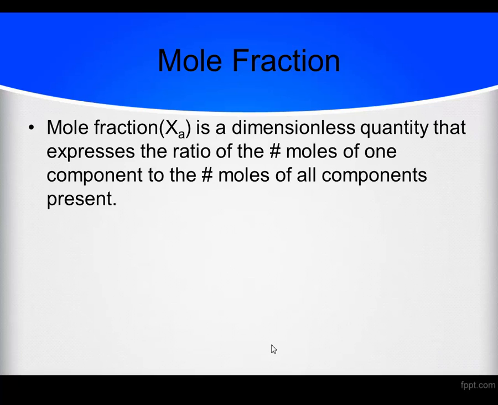It winds up being a dimensionless quantity that expresses the ratio of the number of moles of one component to the number of moles of all of the components present. And here's what that looks like. Right here, we've got mole fraction, which is sometimes what we're asked to calculate. What is the mole fraction of A? I should have put this in terms of A. This is X of A, the mole fraction of A. It should be the number of moles of A over the total number of moles. Does this make sense to you guys? We're talking about a proportion here.